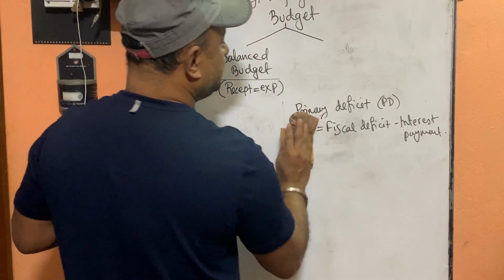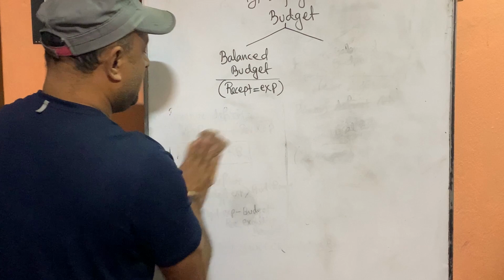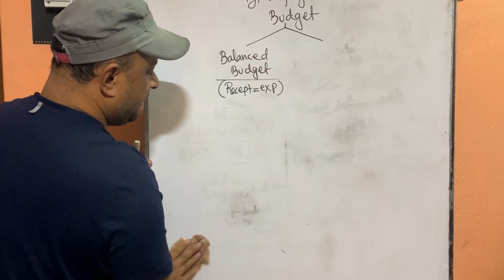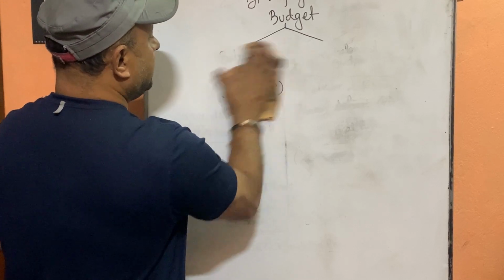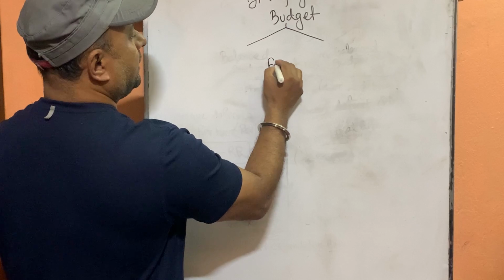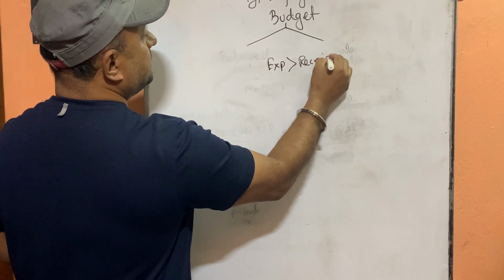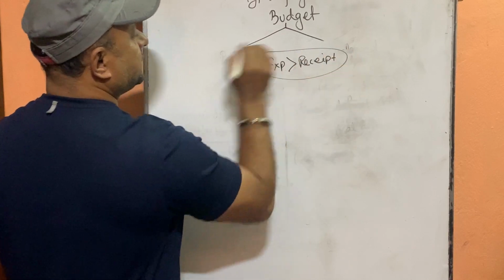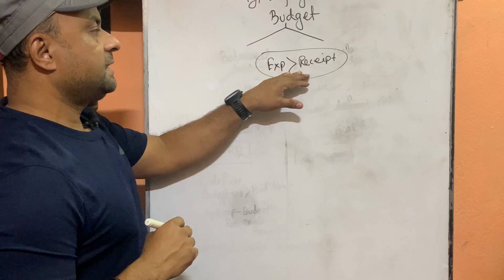So we get three types of deficit. Now, if deficit happens, how can government overcome the situation of deficit? Any kind of deficit means government expenditure is more than receipt. Expenditure more than receipt is deficit. So how can we overcome the problem of the deficit?